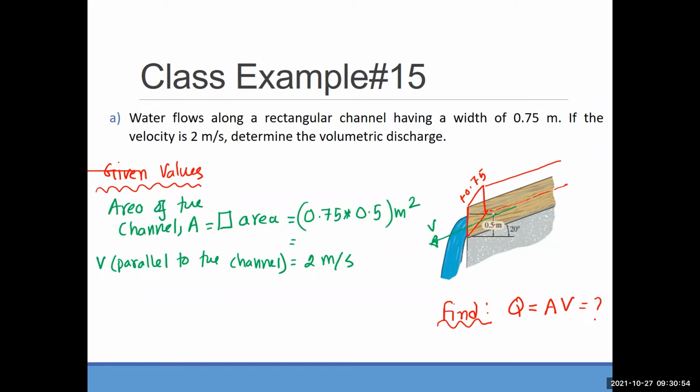That V is parallel to the channel, but what was the condition of that V? That V needs to be perpendicular to the area. If you look here, it's not perpendicular to the area, so we need to do something. What can we do? We need to take the components, right? That's what we will do here.